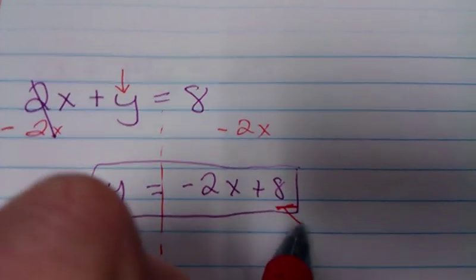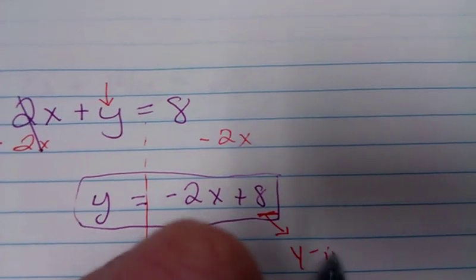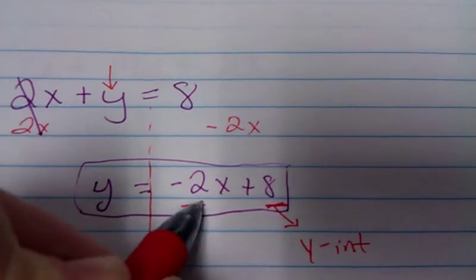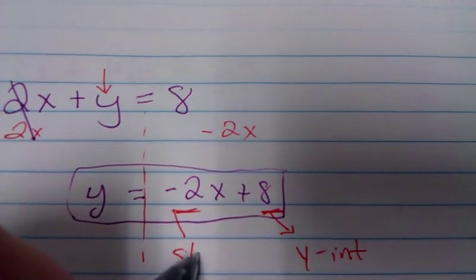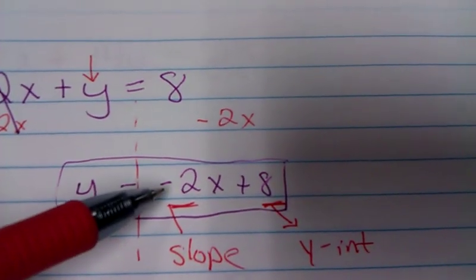Remember, this number right here without the x is the y-intercept. This number here in front of the x is the slope. My line will be decreasing because the slope is negative.